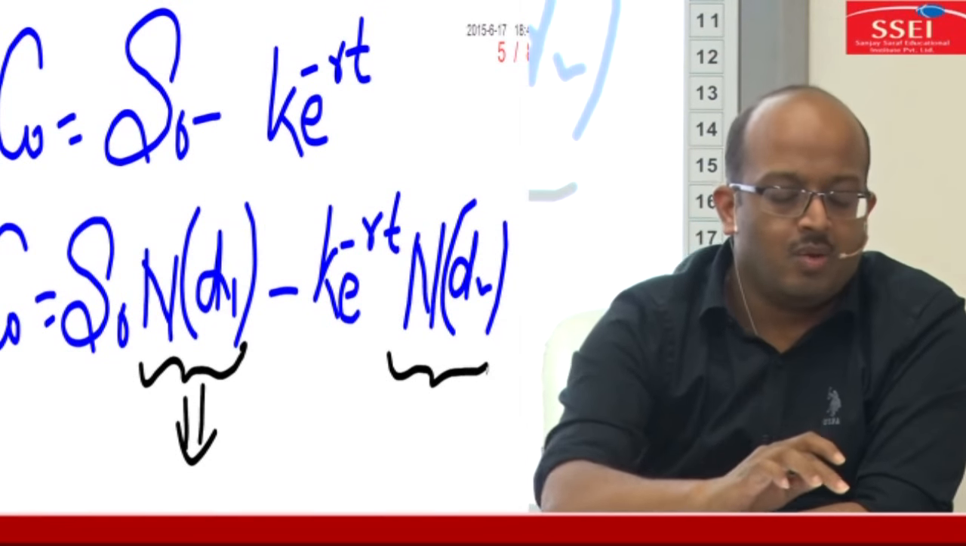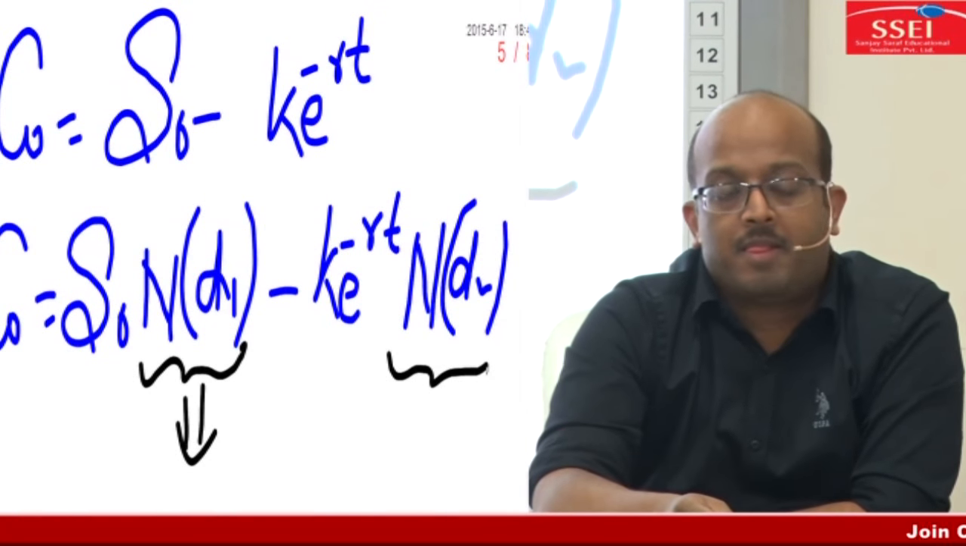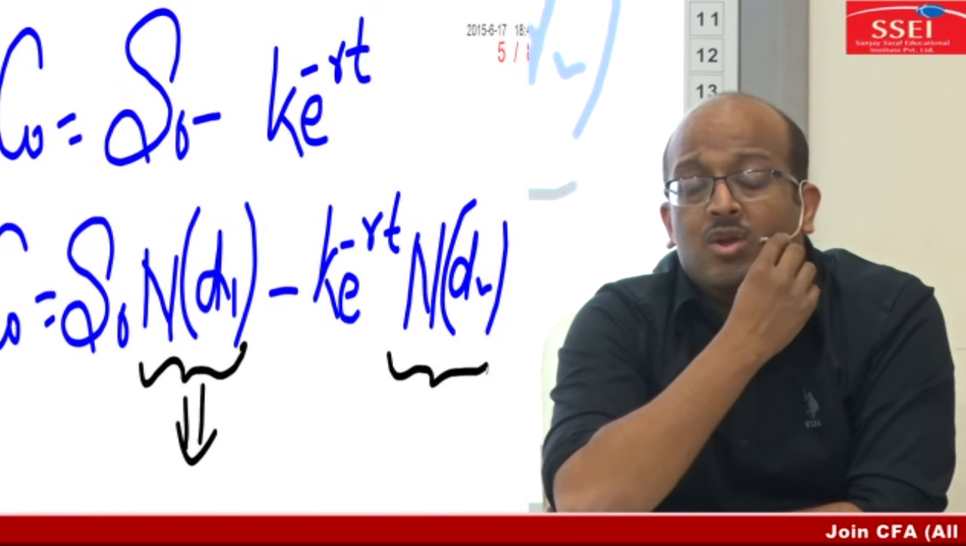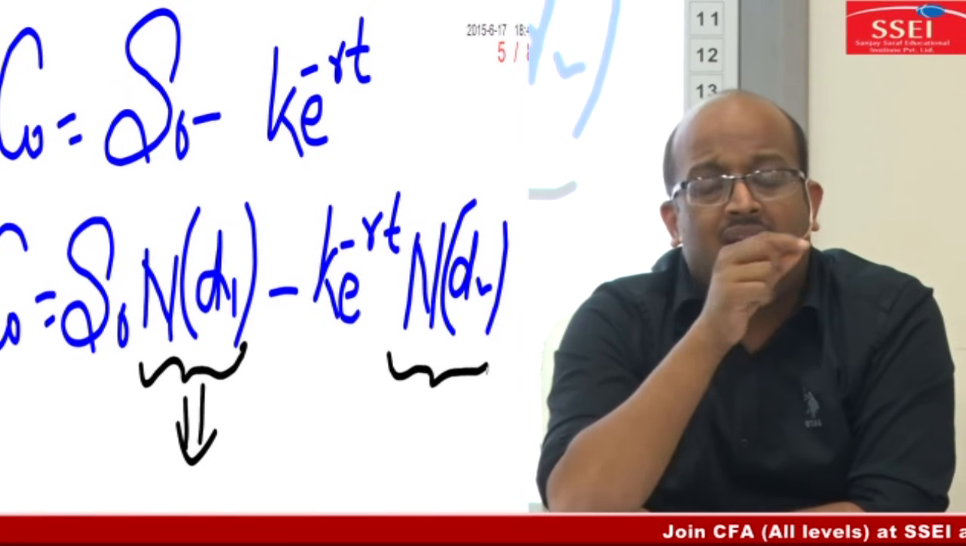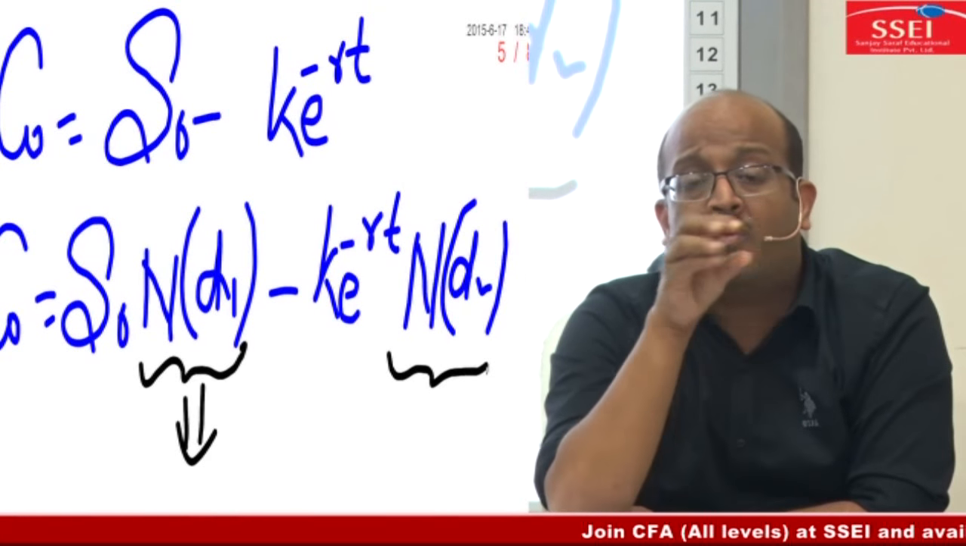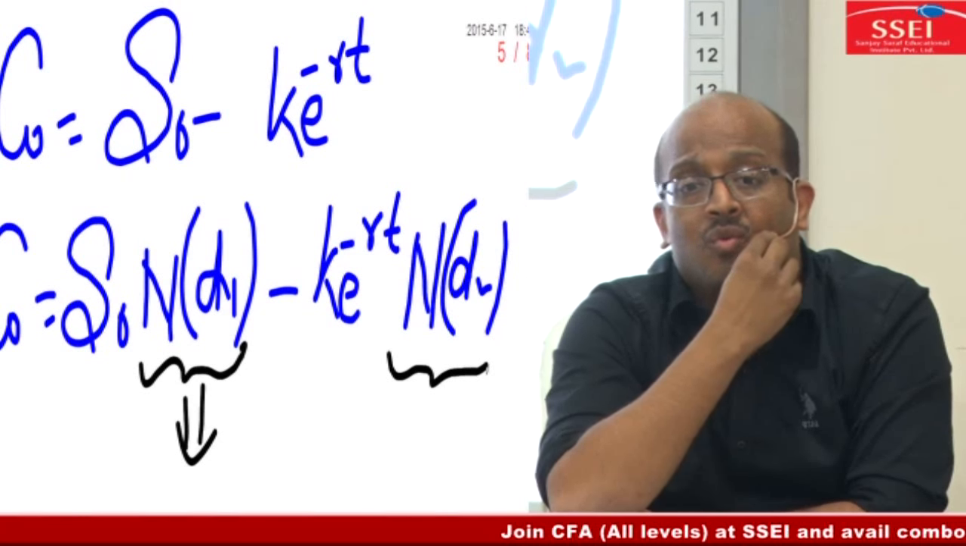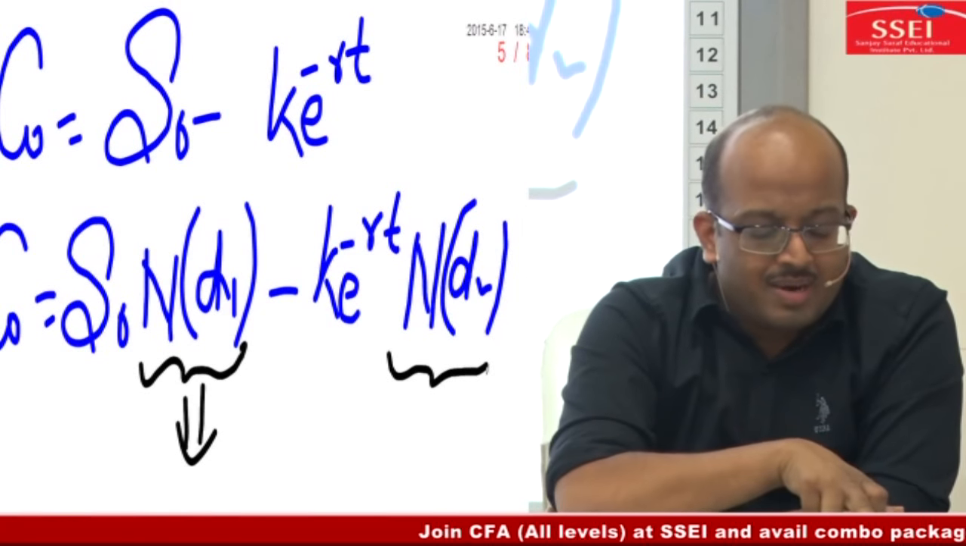Okay. Now, I am not writing over here the formulas of D1 and D2, they are of no use, but please understand D1 and D2 depend upon volatility. Depend upon what? Volatility.